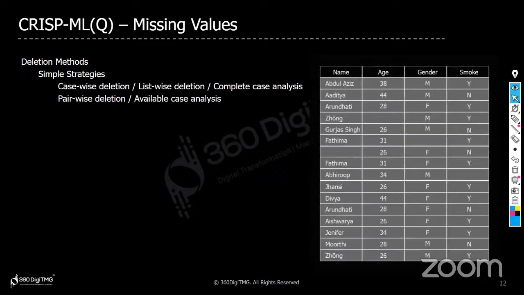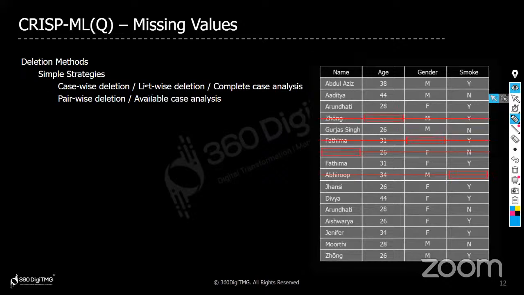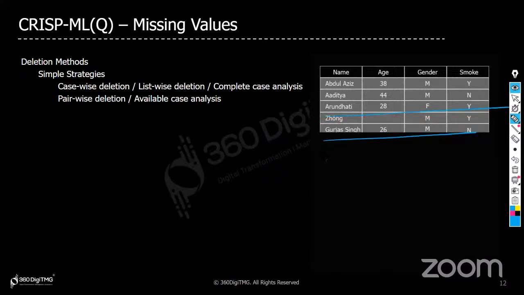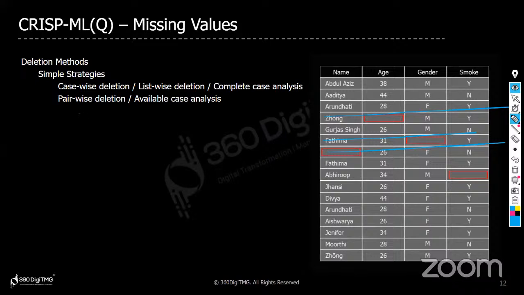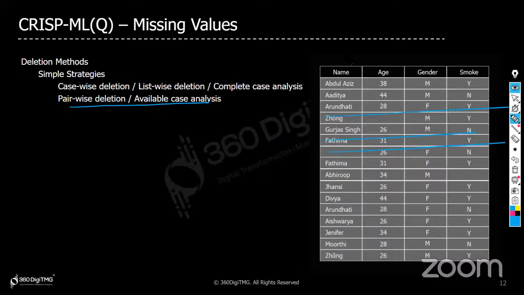So case-wise deletion is nothing but, if you see the data set sample provided here, there are missing values in specific columns. So when you have missing values in a specific column, in this case-wise deletion or list-wise deletion or complete case analysis, we will delete this entire record. But in case of pairwise deletion or available case analysis, we will just go for correlation between the columns. Based on the correlation results, we will remove the columns or records. This is what pairwise deletion and case-wise deletion are.